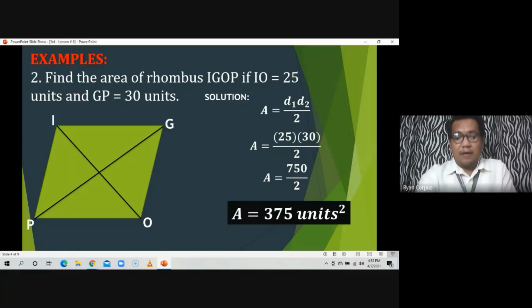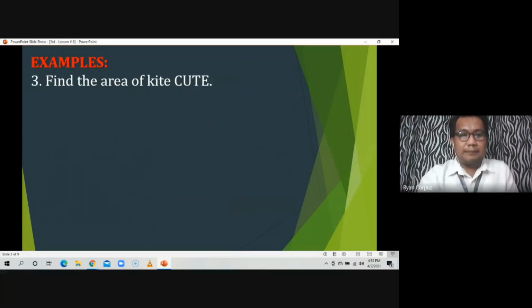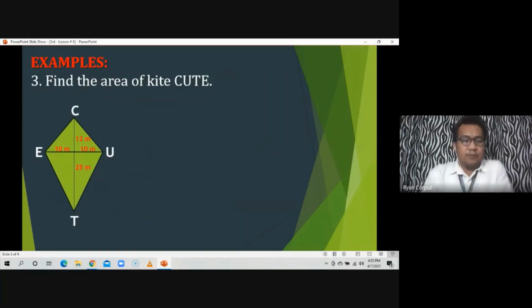So, let's try another example for you to understand it more clearly. Next, sample number 3, find the area of kite CUTE. So, paano itsura nun? So, ito, kite CUTE. Find the area of it with a given measurement for its segments of the diagonals of it. So, 12 meters, yung segment na to. While from this point to point T, measures 25 meters.